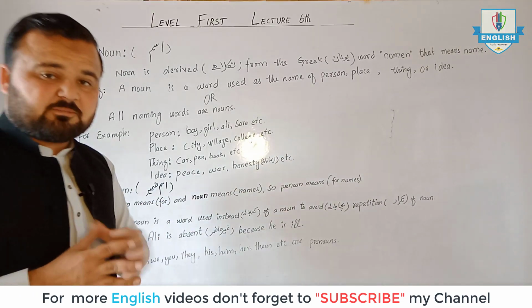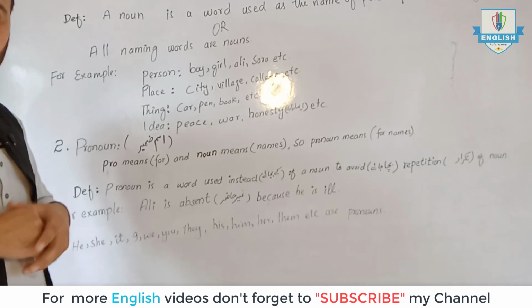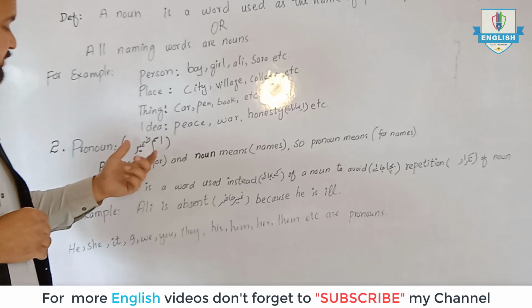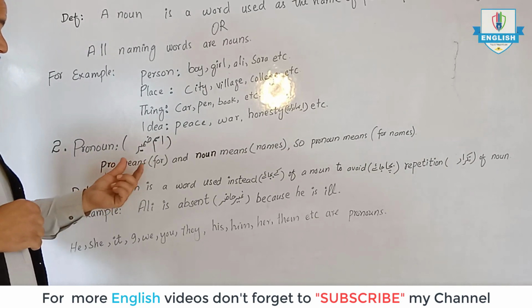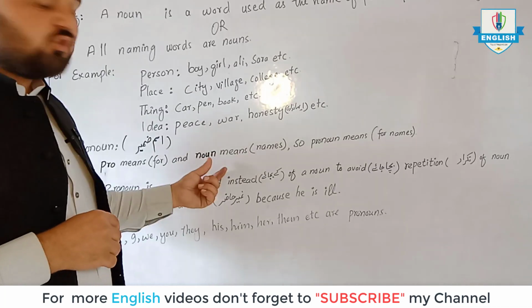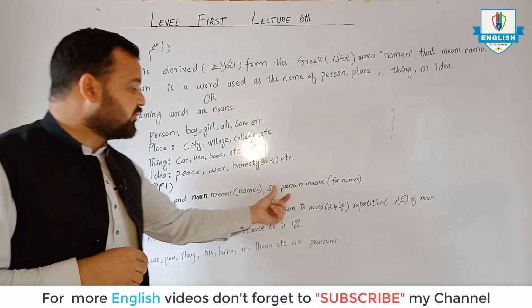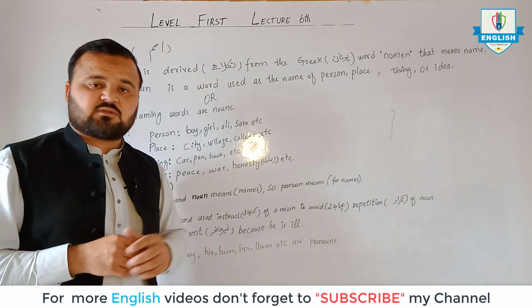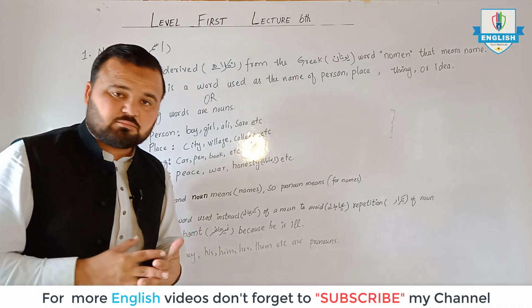So now coming toward the pronoun. What is pronoun? Ismi zamir. In Urdu we call it ismi zamir. Pronoun: pro means for, and noun means names. Whatever is used for names, we call it a pronoun. So pronoun means for names. The words we use in place of names, we call them pronouns.